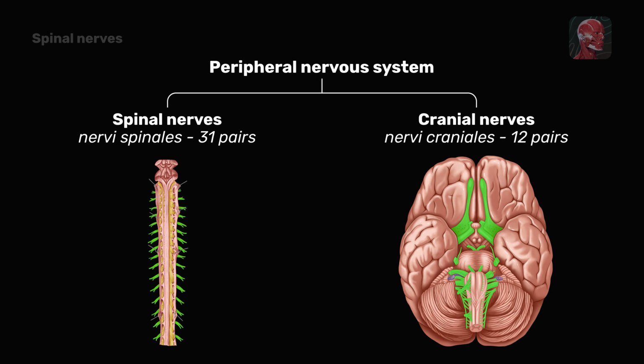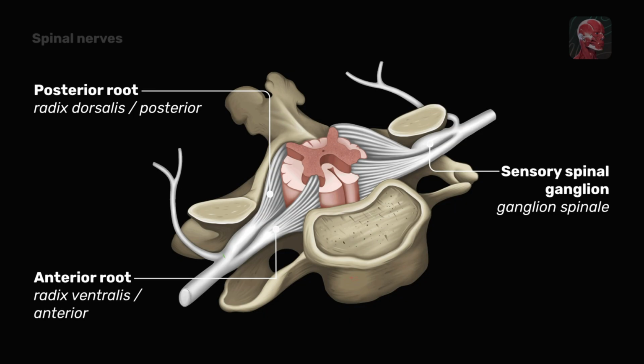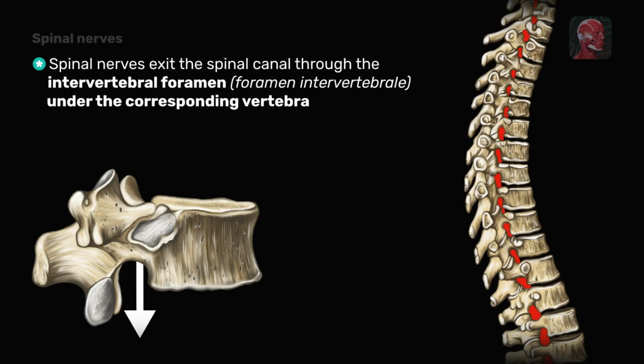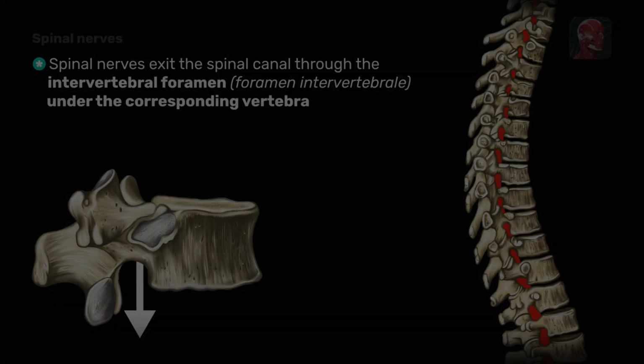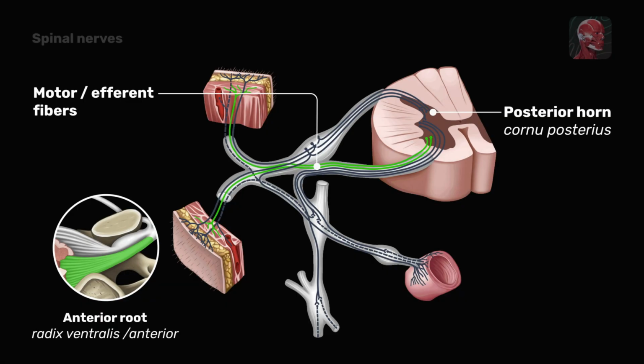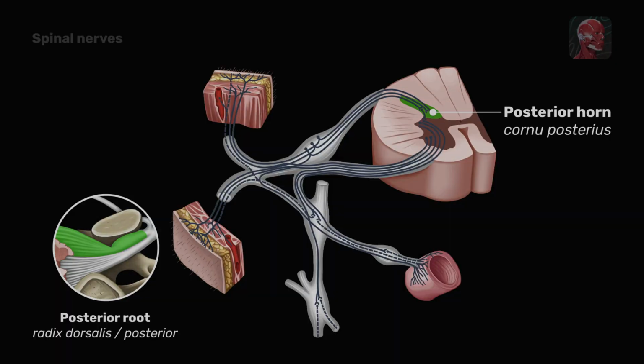Alright, here's a quick summary. Spinal nerves, as well as the cranial nerves, are part of the peripheral nervous system, PNS. Spinal nerves are formed by 2 roots, the anterior root and the posterior root, which merge together in the intervertebral foramen. The anterior root contains efferent nerve fibers, which carry stimuli away from the CNS, and the posterior root contains afferent nerve fibers, which return sensory information from the periphery to the CNS.